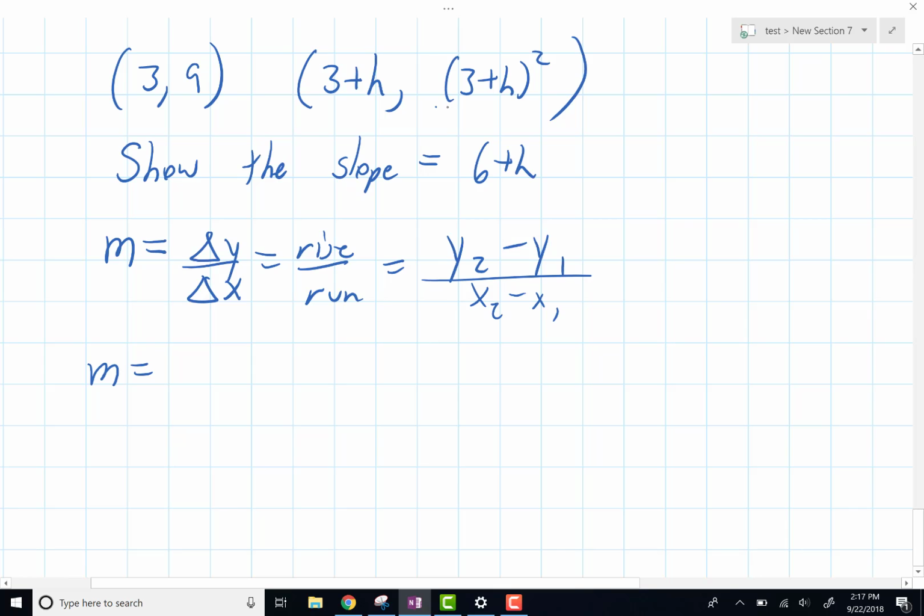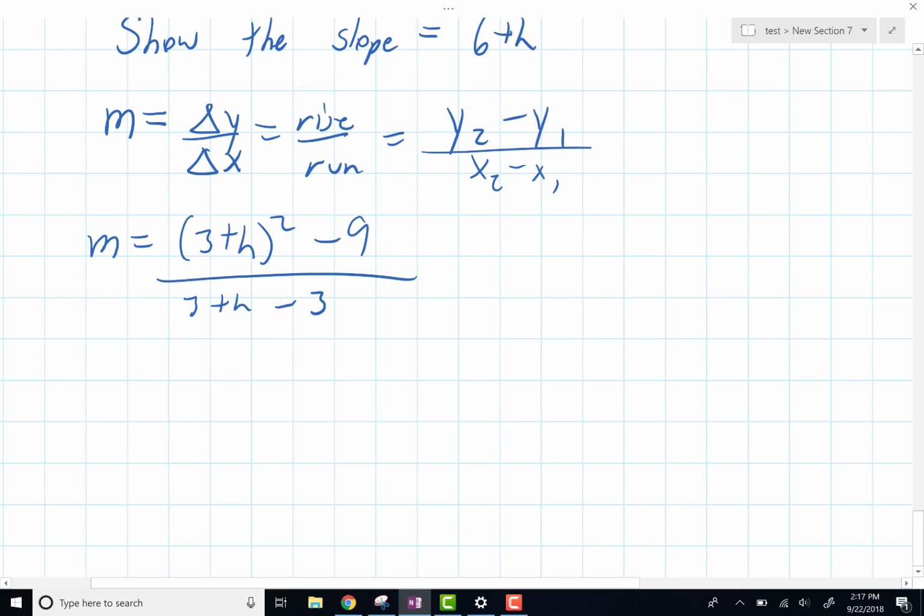So we're going to take the 3 plus h squared minus the 9, and then on the bottom, the change in x, x2 minus x1. So that's y2 minus y1 over x2 minus x1. And then we're just going to keep simplifying. The big trick here is don't distribute that 2 over that plus sign.